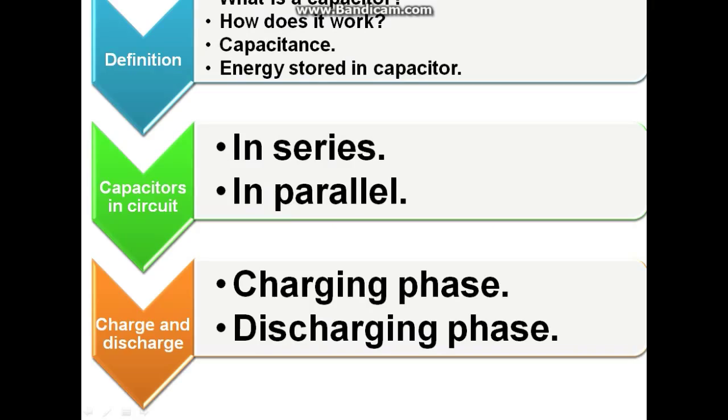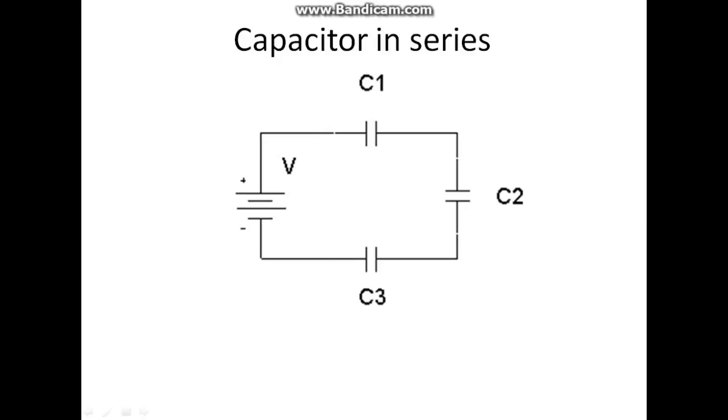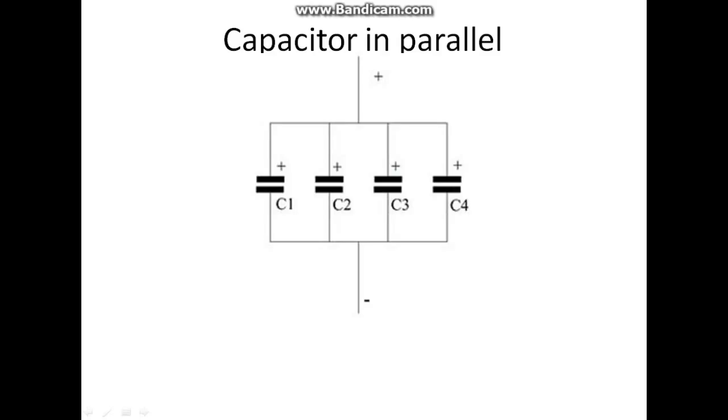We move to the second part and investigate how capacitors behave when they are in series and in parallel. When the capacitors are in series, the amount of charge that each capacitor stores is the same, and the total capacitance is calculated by the equation 1 over C equals 1 over C1 plus 1 over C2 and so on. When capacitors are in parallel, the voltage across each capacitor is the same, and the equation to calculate the total capacitance is C equals C1 plus C2 plus C3 and so on.